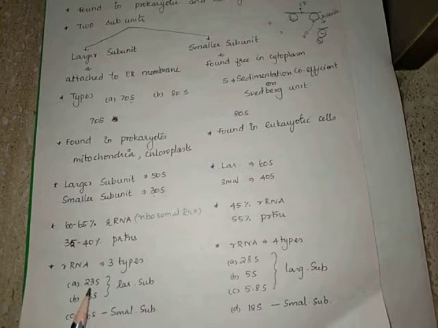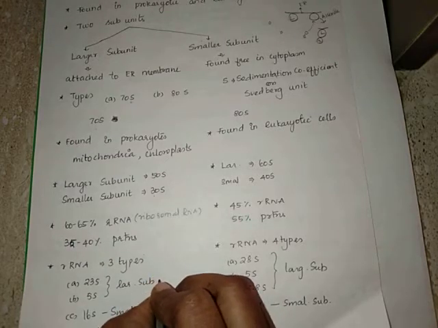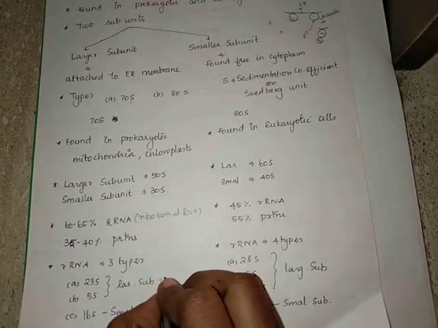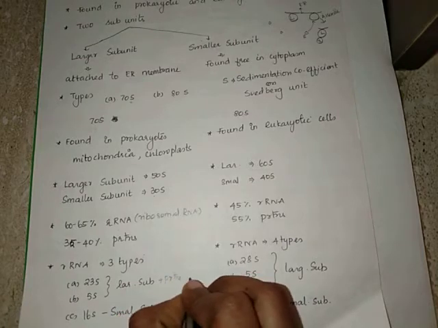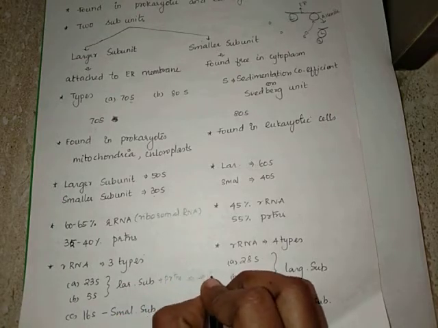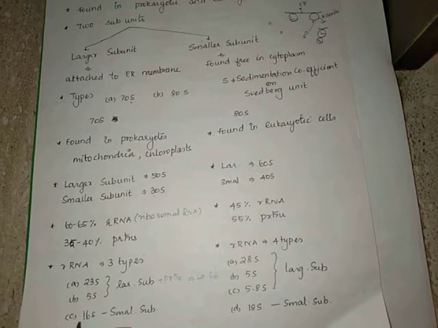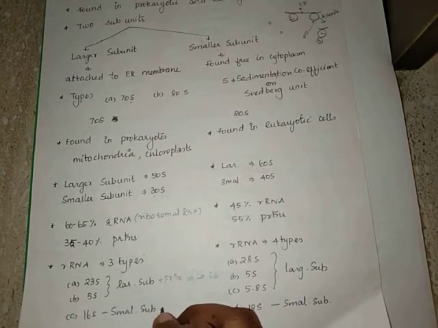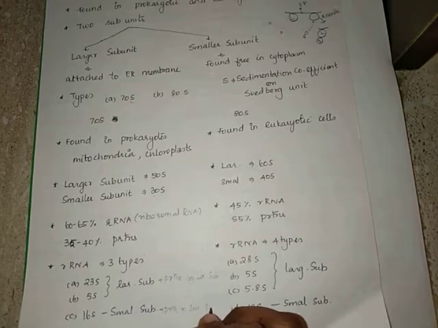One is called 23S and 5S rRNA. These are in the larger subunit. 16S rRNA is in the smaller subunit. So these 2 rRNAs plus proteins will make up the larger subunit, and 16S rRNA plus proteins will make up the smaller subunit.